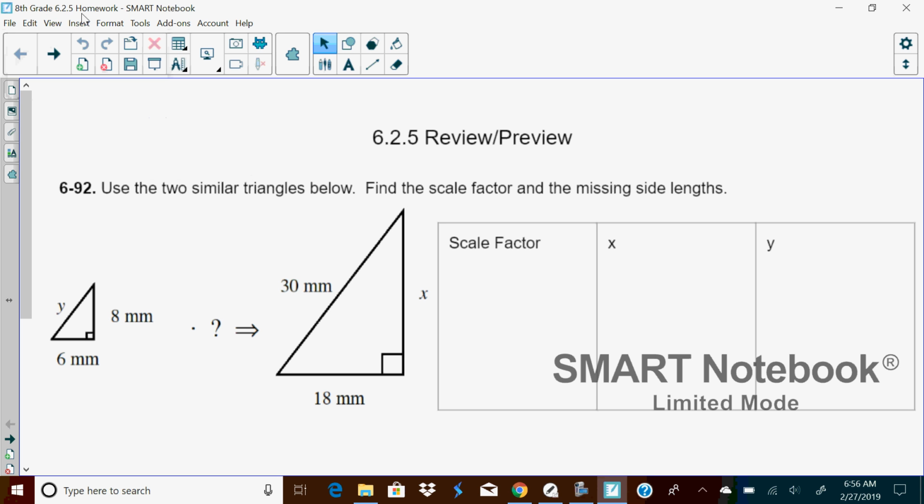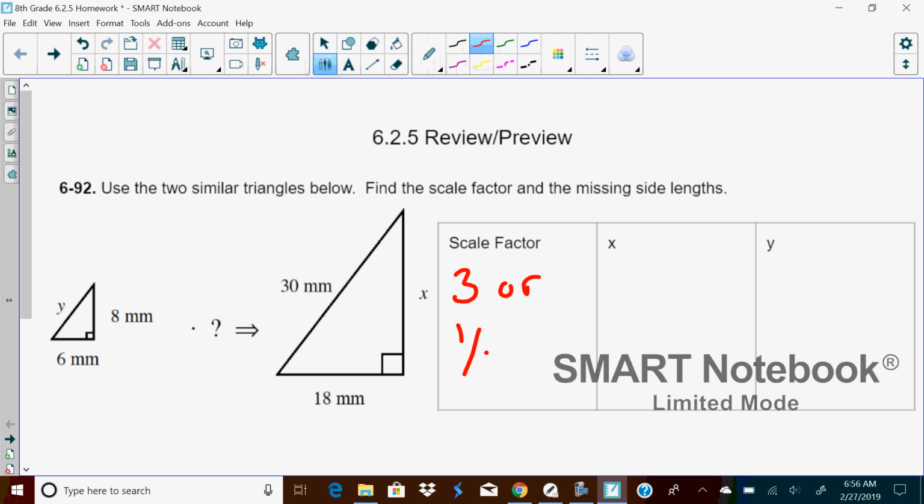Okay, here are the answers for the 625 review preview. Problem number 92 says, use two similar triangles below. What's the scale factor? So 6 times 3 is 18, so the scale factor is 3. Or you could say it was 1/3, because 1/3 of 18 is 6.